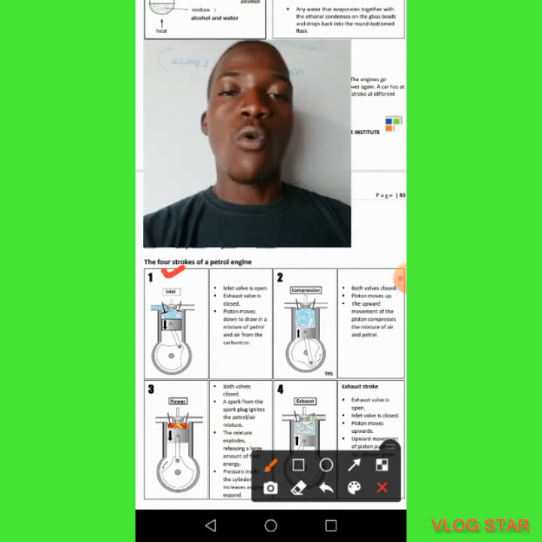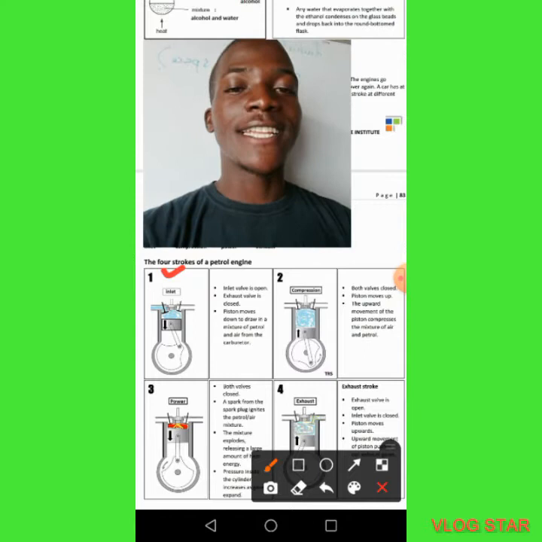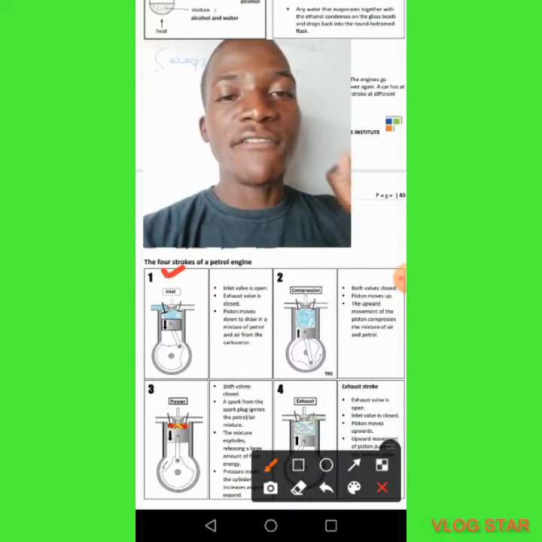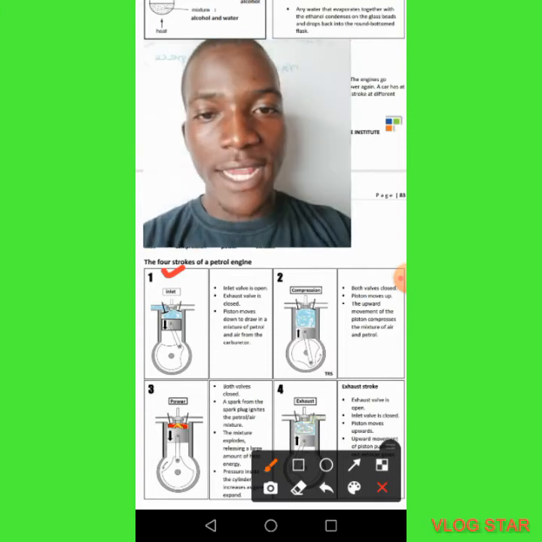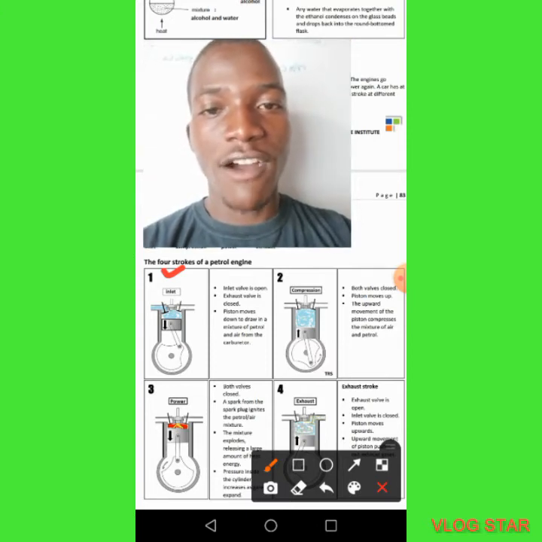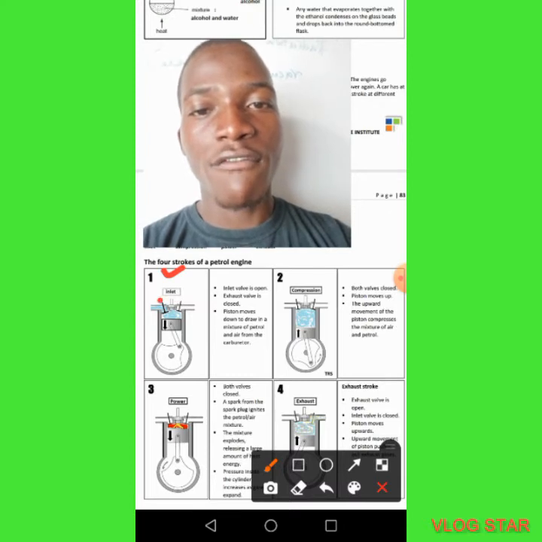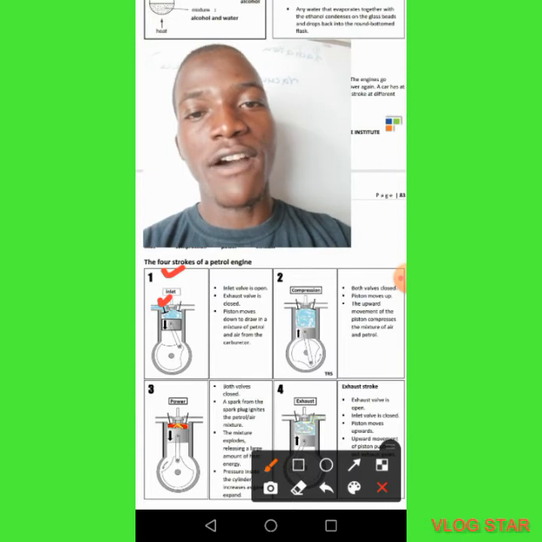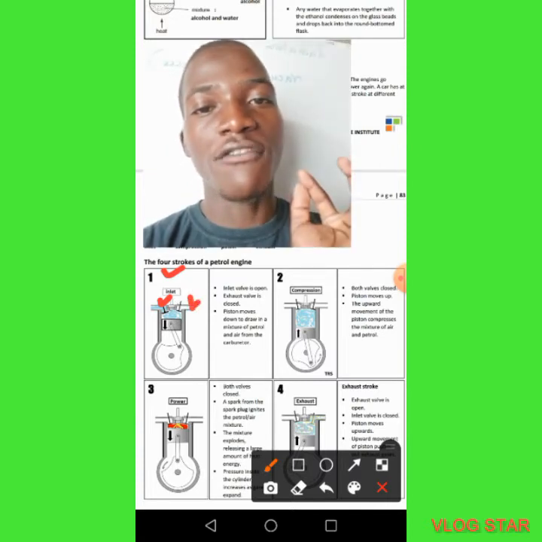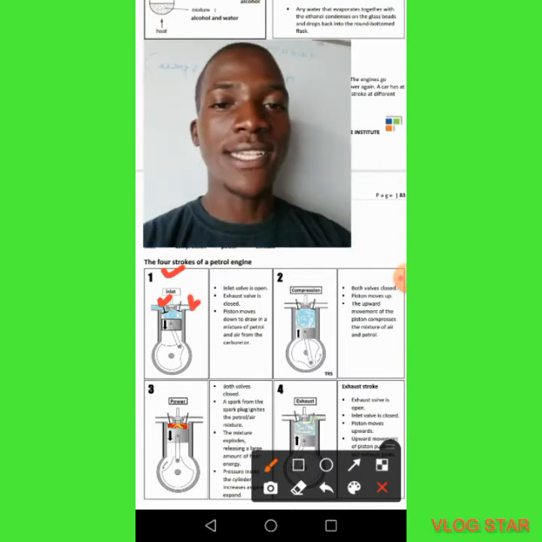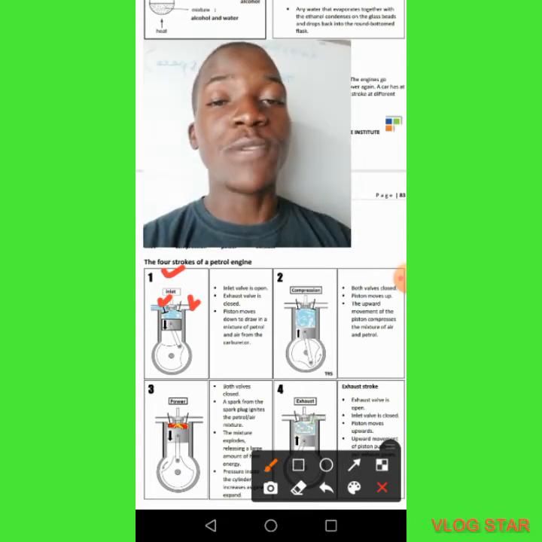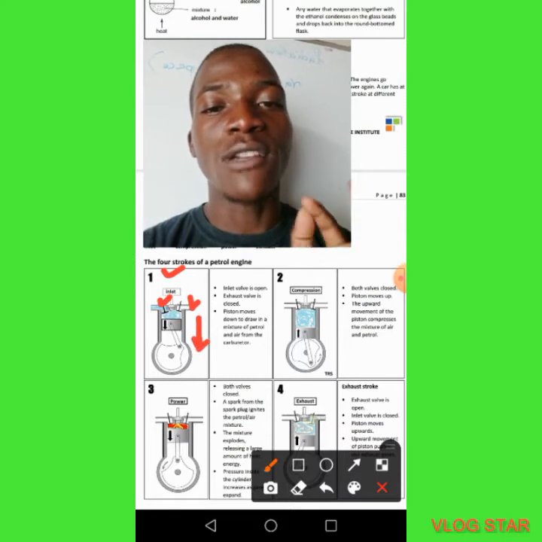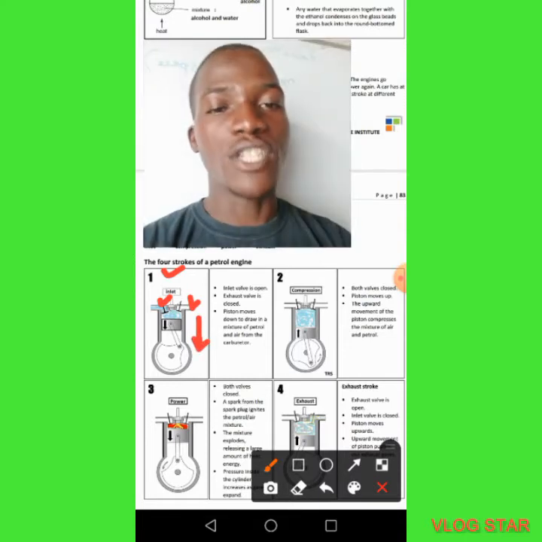What are the characteristics of an inlet stroke? As you can see, the inlet valve is open. This is the inlet valve. The exhaust valve is closed. The movement of the piston is very, very important. The piston moves downwards.